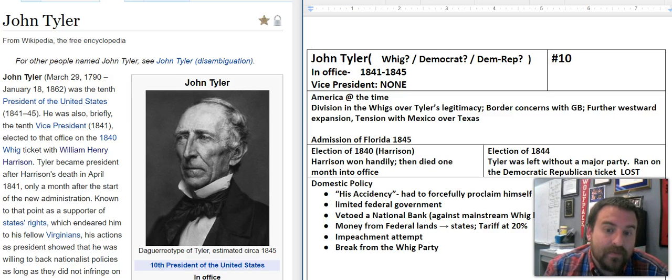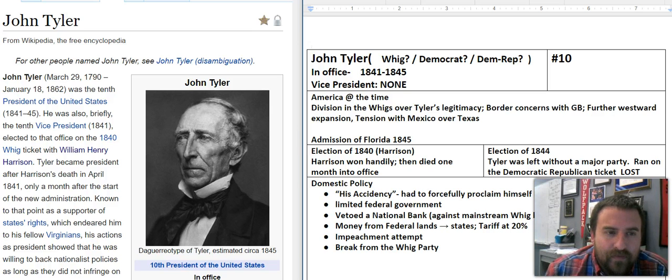So one of the big things about him, let's take a look at the America at the time. There's division over Whigs over Tyler's legitimacy. Remember, Tyler got the job because William Henry Harrison died 30 days into office. So people were concerned about that. We got border concerns with Great Britain, we've got further westward expansion, and we got tension over Mexico, over Texas, and whether Texas will become part of the United States, be independent, possibly be connected more to Great Britain. We're trying to see what's going on there.